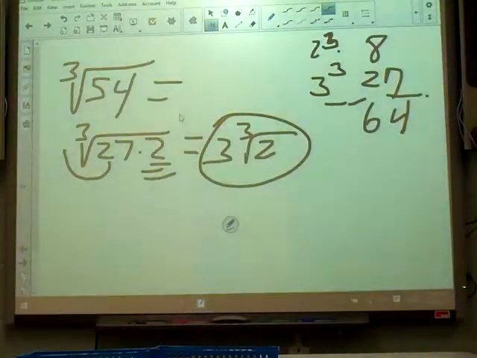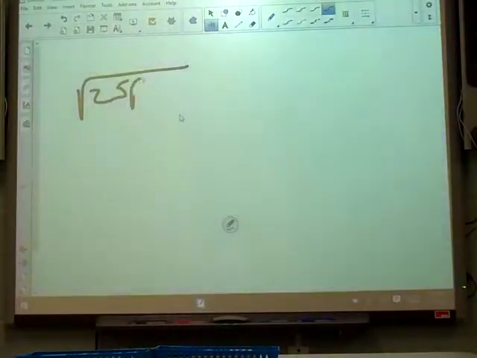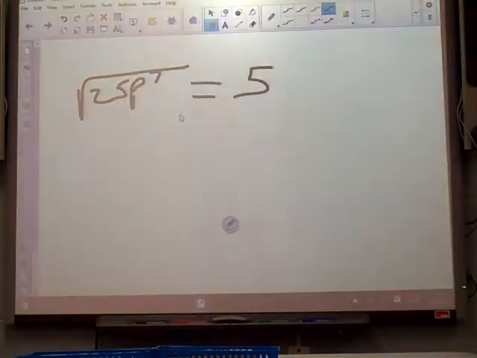Alright, now when we got variables in the mix. Let's look at the square root of 25 p to the 7th. Alright, 25 is an easy one. That's a perfect square. It's on your square root list. What's the square root of 25? 5. Now, p to the 7th.